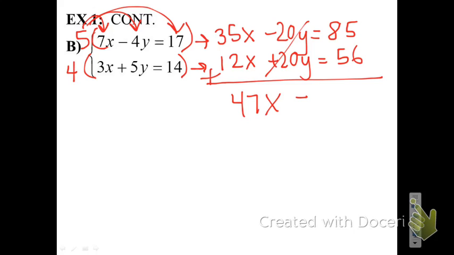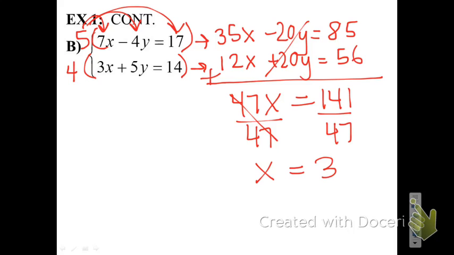These are eliminated, and you get 141 on the other side. From here, we can solve for x. To solve for x, we divide by 47. These 47's divide out, and x equals 3. From here, you're going to go into an original equation. I'm going to choose the bottom equation only because there's no negatives and I don't have to worry about signs.